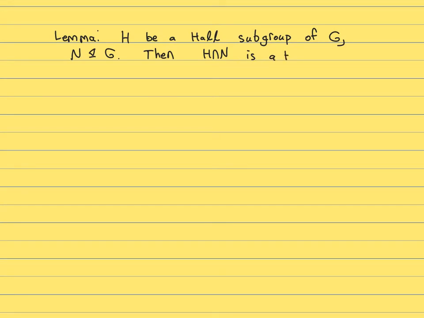All right, the next lemma concerns Hall subgroups. Let H be a Hall subgroup of G, and let N be a normal subgroup of G. Then H intersect N is a Hall subgroup of N. And similarly, HN mod N is a Hall subgroup of G mod N.